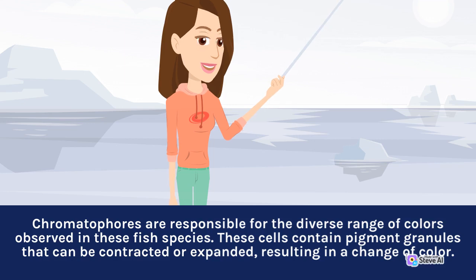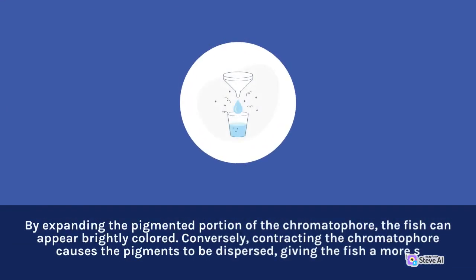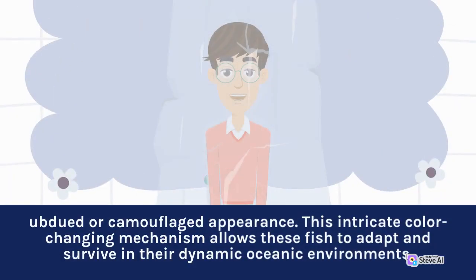These cells contain pigment granules that can be contracted or expanded, resulting in a change of color. By expanding the pigmented portion of the chromatophore, the fish can appear brightly colored. Conversely, contracting the chromatophore causes the pigments to be dispersed, giving the fish a more subdued or camouflaged appearance. This intricate color-changing mechanism allows these fish to adapt and survive in their dynamic oceanic environments.